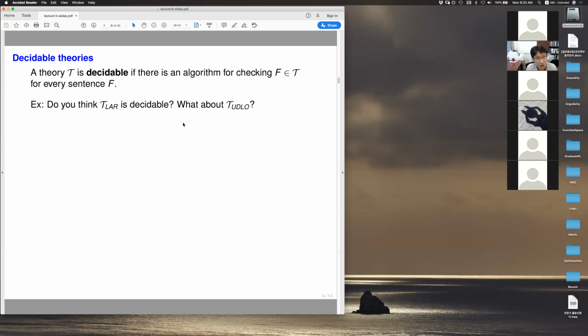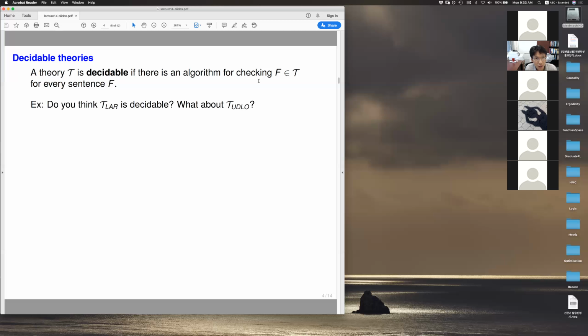Okay, it turns out both theories are decidable. So there are algorithms that can check the membership of a given sentence F to the theory, this TLAR. Also, there's another algorithm that takes a sentence F and can say whether that sentence belongs to the theory TUDLO or not. And another interesting bit is that although the first theory generated by axiom is not necessarily complete, this turned out to be complete as well.